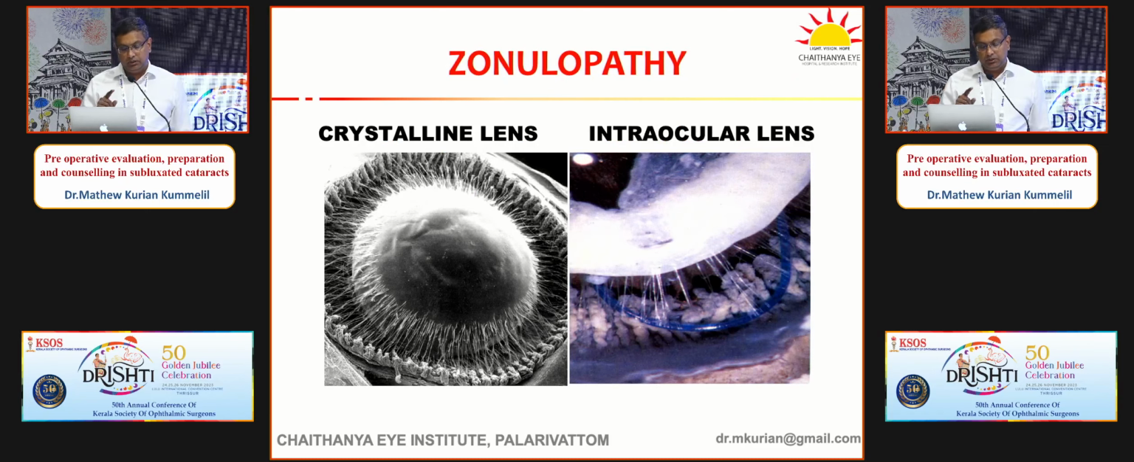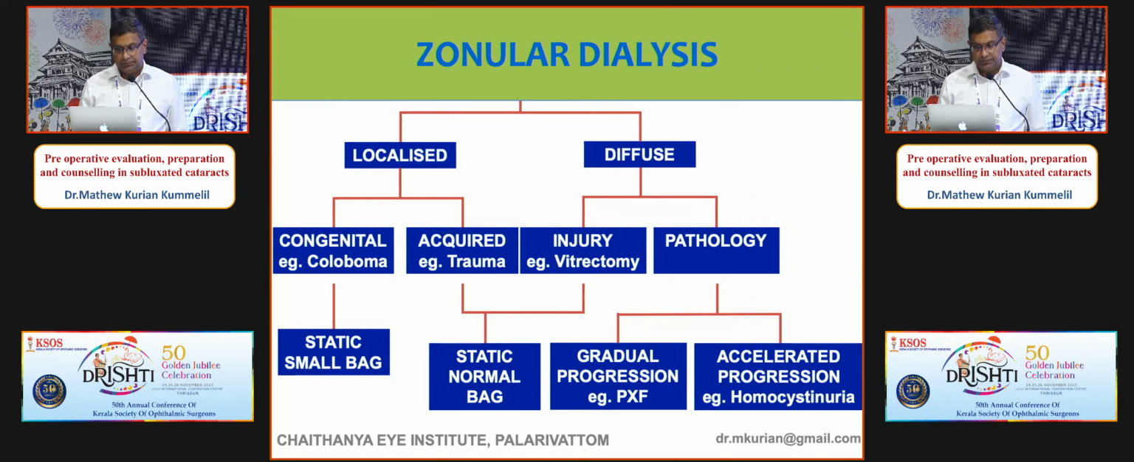Zonal weakness, zonulopathy of various extents, is pretty common in our surgical setting, and being prepared preoperatively is very important. It can affect cataract surgery, or subsequently it can also affect the intraocular lens, so we should be careful about that. The important thing to realize is that it can be localized or diffuse, and it can be congenital or acquired. In a congenital situation, it can be like a coloboma, with a static small bag with a focal loss where only a small amount of correction is required.